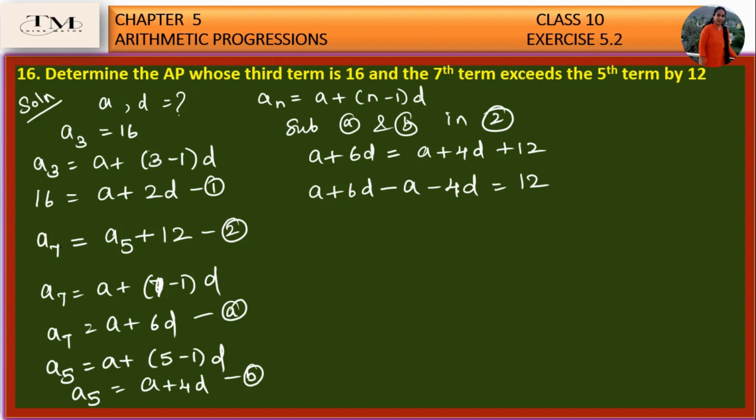So 6d minus 4d is 2d. So 2d is equal to 12. This means d is equal to 12 divided by 2, which is equal to 6.